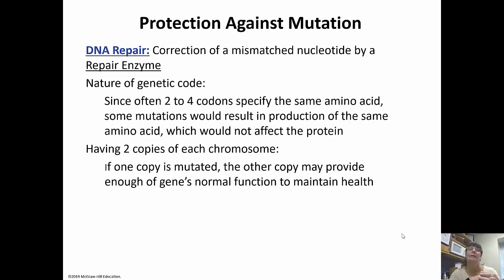DNA does have a repair mechanism. If a nucleotide is mismatched, a repair enzyme can go out and fix it. 2 to 4 codons often specify the same amino acid, though. So some mutations result in the production of the same amino acid, and it doesn't affect the protein. We also have 2 chromosomes. So if one copy happens to be mutated, the other copy may provide enough of the gene's normal function to maintain our health. So even though we have all of these dangerous things that can happen, because the genetic code is the way it is, we have some protection against the bad stuff.